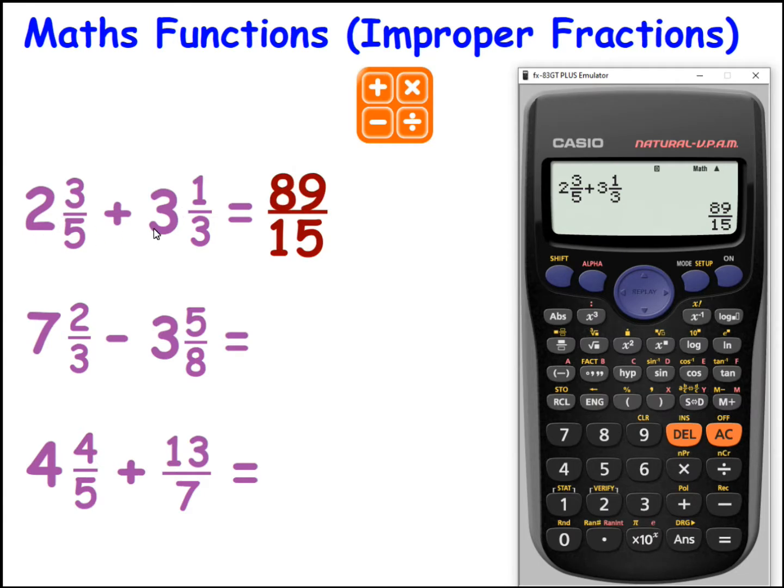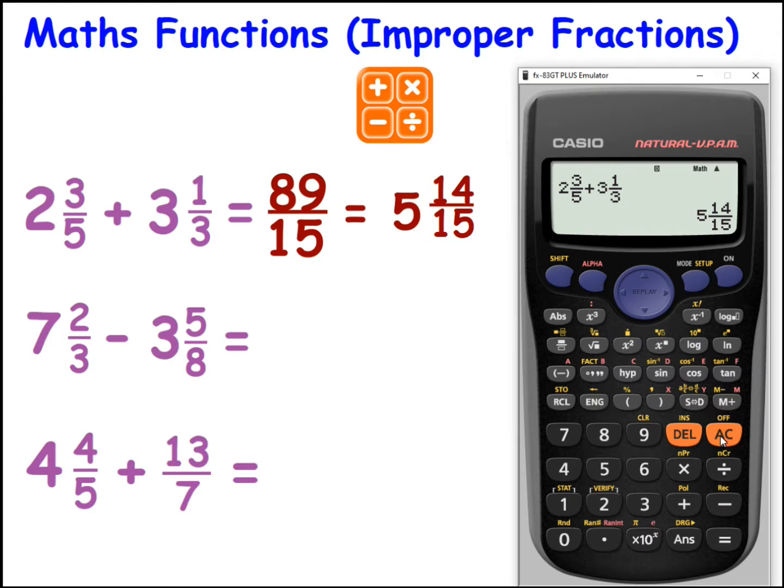Now, we've been given mixed numbers to do the calculation, and we should really convert this improper fraction into a mixed number. And the calculator can do that really easily, just by pressing Shift and the SD button. And it gives us 5 and 14/15 as our mixed number. To switch it back to an improper fraction, press Shift SD, Shift SD, switches between improper fractions and mixed numbers. So 89 over 15 is the mixed number 5 and 14/15. And that's how you do a mixed number calculation, giving your answer as a mixed number.